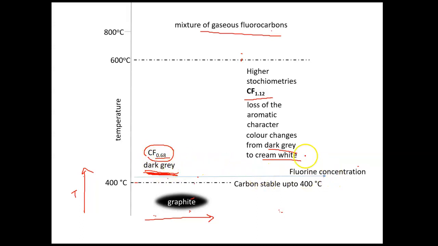And at higher fluorine concentration, you will be getting creamish or whitish colored compounds, which is indicative of loss of aromatic nature. And the stoichiometries can be up to CF1.12. These reactions can occur between 400 to 600 degrees Celsius, and above 600 degrees Celsius, a mixture of gaseous fluorocarbons will be formed. And obviously, you cannot make the reactions occur at a temperature beyond 800 degrees Celsius, because you won't be getting any carbon monofluoride, you will be solely getting a mixture of gaseous fluorocarbons.